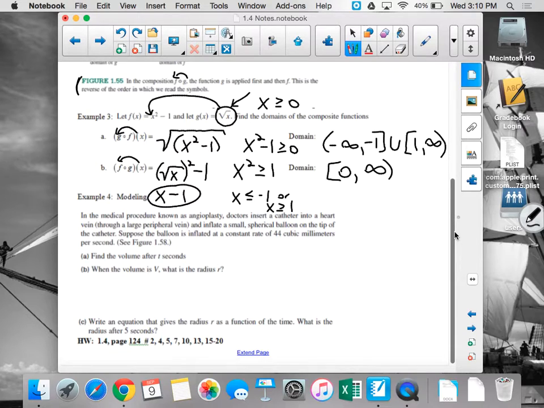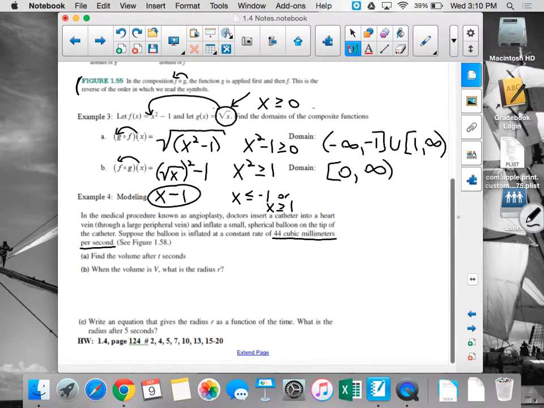Example number 4, modeling. This is a great example of how or why we even do compositions. In the medical procedure known as angioplasty, doctors insert a catheter into a heart vein through a large peripheral vein. That sounds horrible, but it happens every day, and it's really interesting to watch if you ever have a chance. Well, what they do is they inflate a small spherical balloon on the tip of a catheter. Suppose the balloon is inflated at a constant rate of 44 cubic millimeters per second, and it does say see figure 1.58.